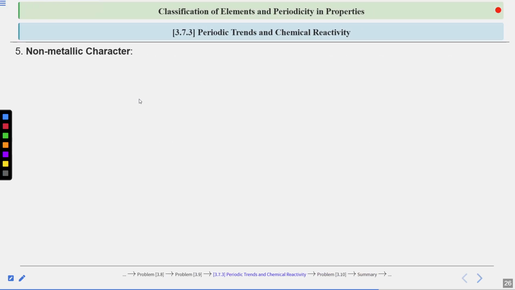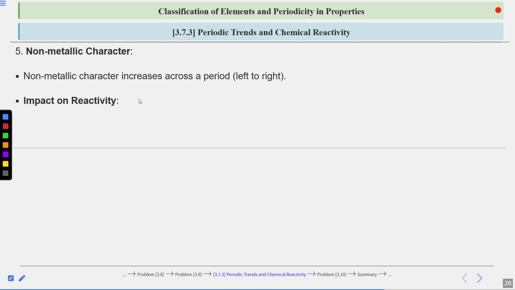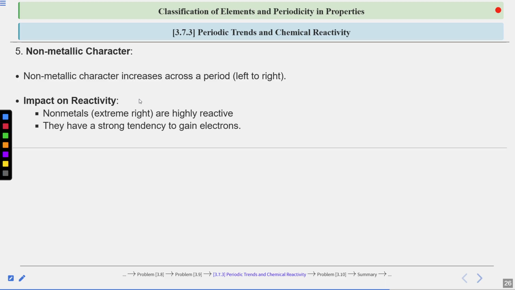I am trying to summarize the chemical reactivity with different points, so just be with me for every point. Then we will summarize the whole of this using all five characters. The fifth one is non-metallic character. We know it increases from left to right. Therefore, what will be the impact on reactivity? The reactivity will be highest on the extreme right because they have a strong tendency to gain electrons, and as a result the reactivity is increased due to their complete valence shell.